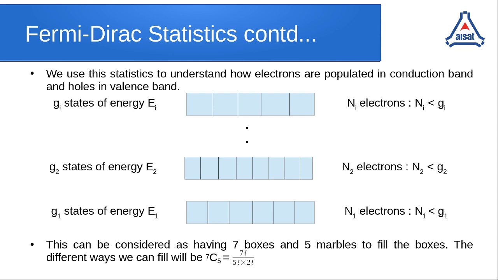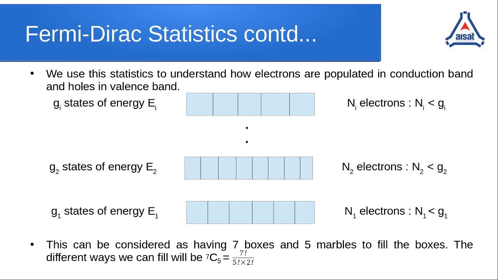If we move to the top, we see another layer where you have got G2 states of a different energy, E2. Here you are having N2 electrons to occupy these G2 states. The number of electrons here also is less than the number of states available. Likewise, there are i different energy levels, and in each level there are corresponding number of states and corresponding number of electrons which can occupy these states.